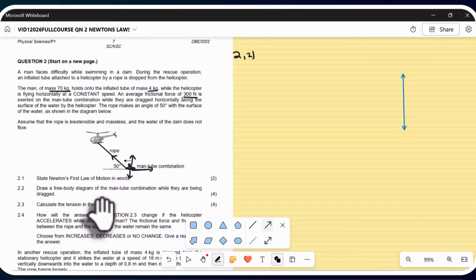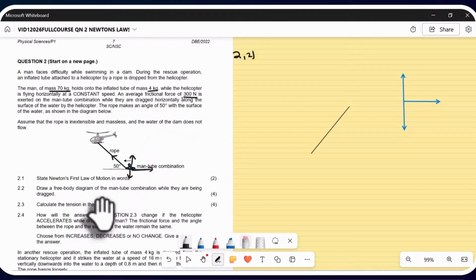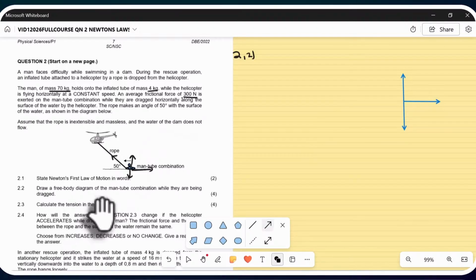And now we have the frictional force which is opposing. And then we have the tension in the rope. Now this tension is in the rope here, and as you can see, it is facing at an angle. So this is the tension in the rope. And you see they gave us 4 marks, meaning we should be having 4 arrows.